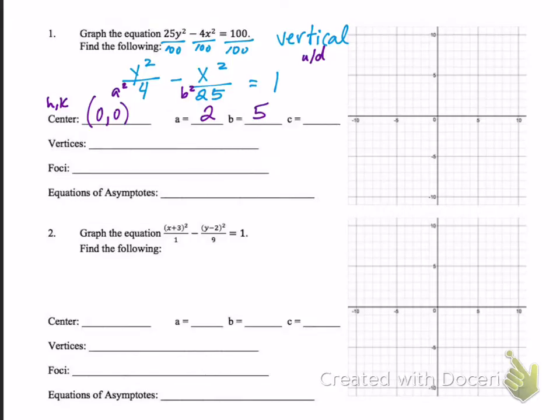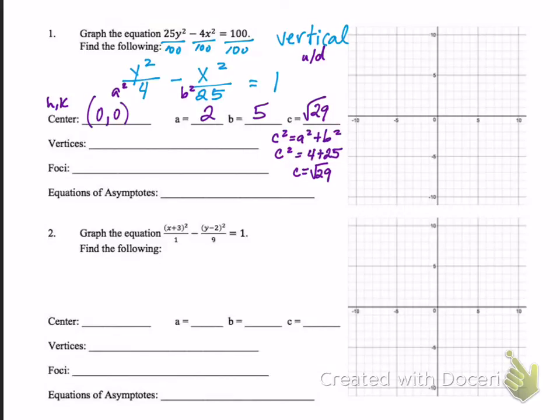And then to find c, c squared equals a squared plus b squared. So c squared equals, I just add the denominators, 4 plus 25. So c squared equals 29. Or I'm just going to put c equals the square root of 29. And you simplify it if you can, but in this case, there's nothing that I can take out. So I'm going to leave it as the square root of 29. Don't put it into a decimal. Just leave it in its radical form.